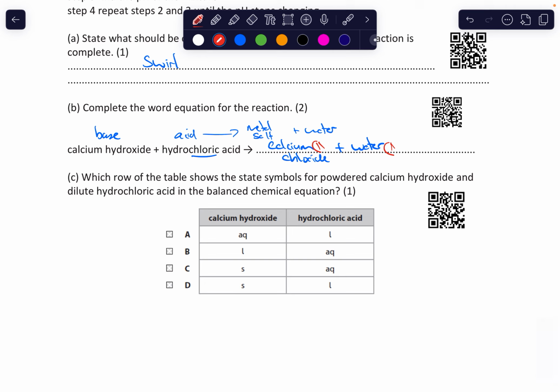State symbols in here. It tells us the powdered calcium hydroxide, so that's going to be a solid, and this is aqueous because it's a solution, so the only option there is option C.